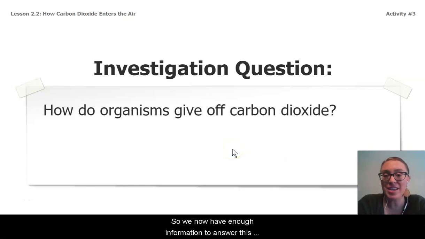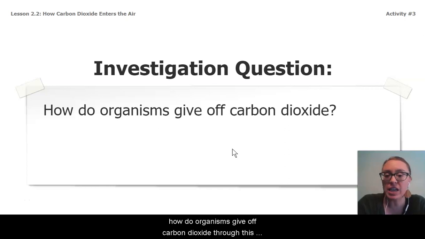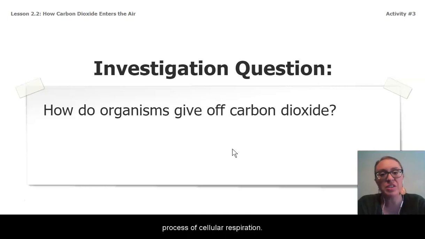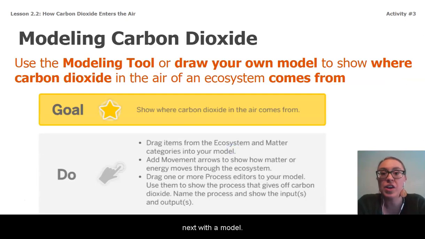So we now have enough information to answer this investigation question for today. How do organisms give off carbon dioxide through this process of cellular respiration? And we're going to show our understanding of this here next with a model.